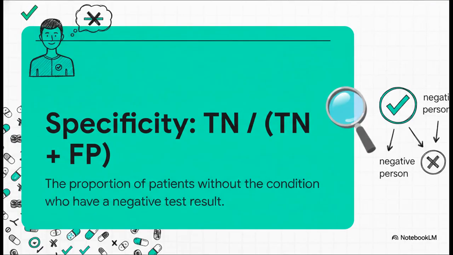And on the flip side, you've got specificity. The formula here is the true negatives divided by everyone who does not have the disease. This is your true negative rate. So if a person is healthy, how good is the test at correctly telling them they're in the clear? A highly specific test is what you want for confidently ruling people out.